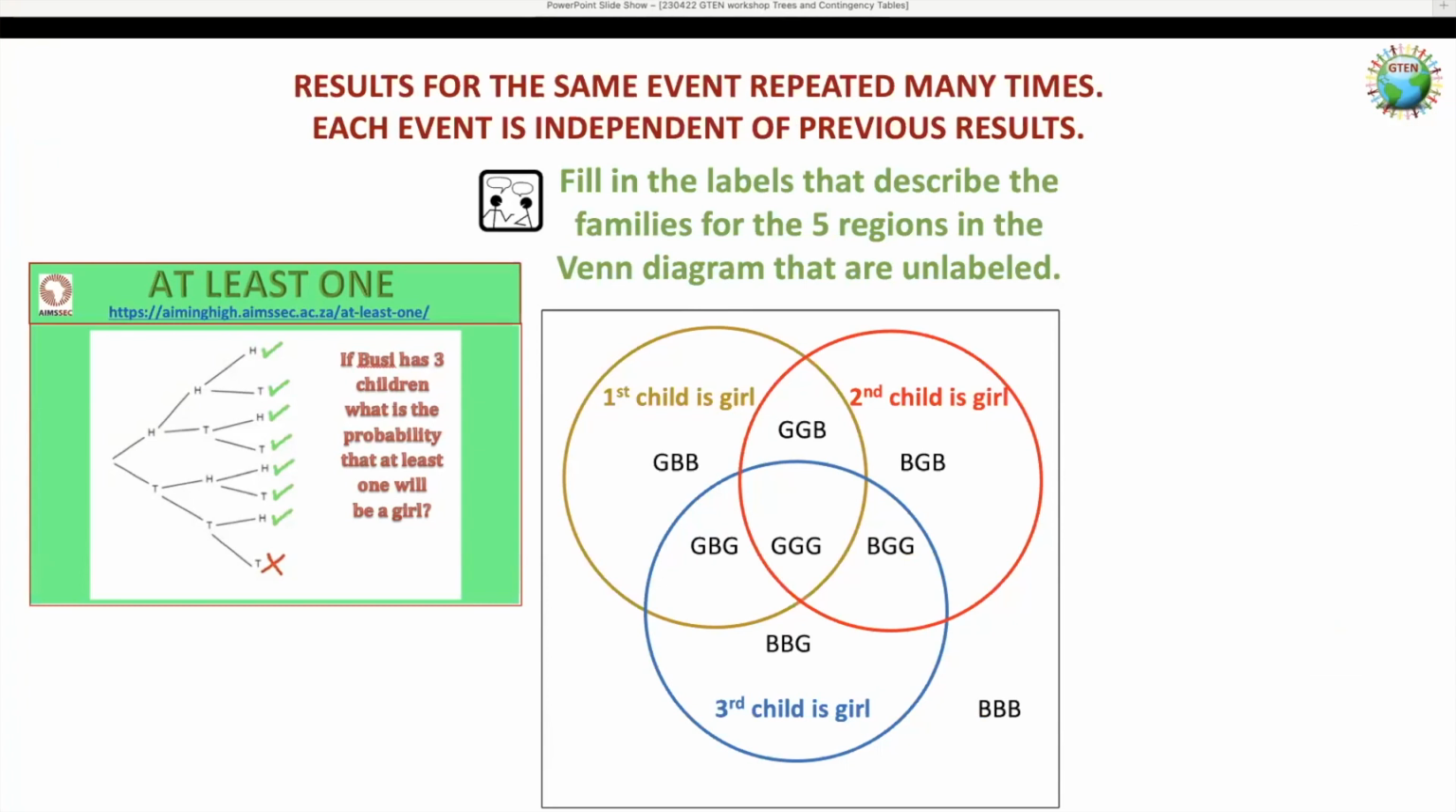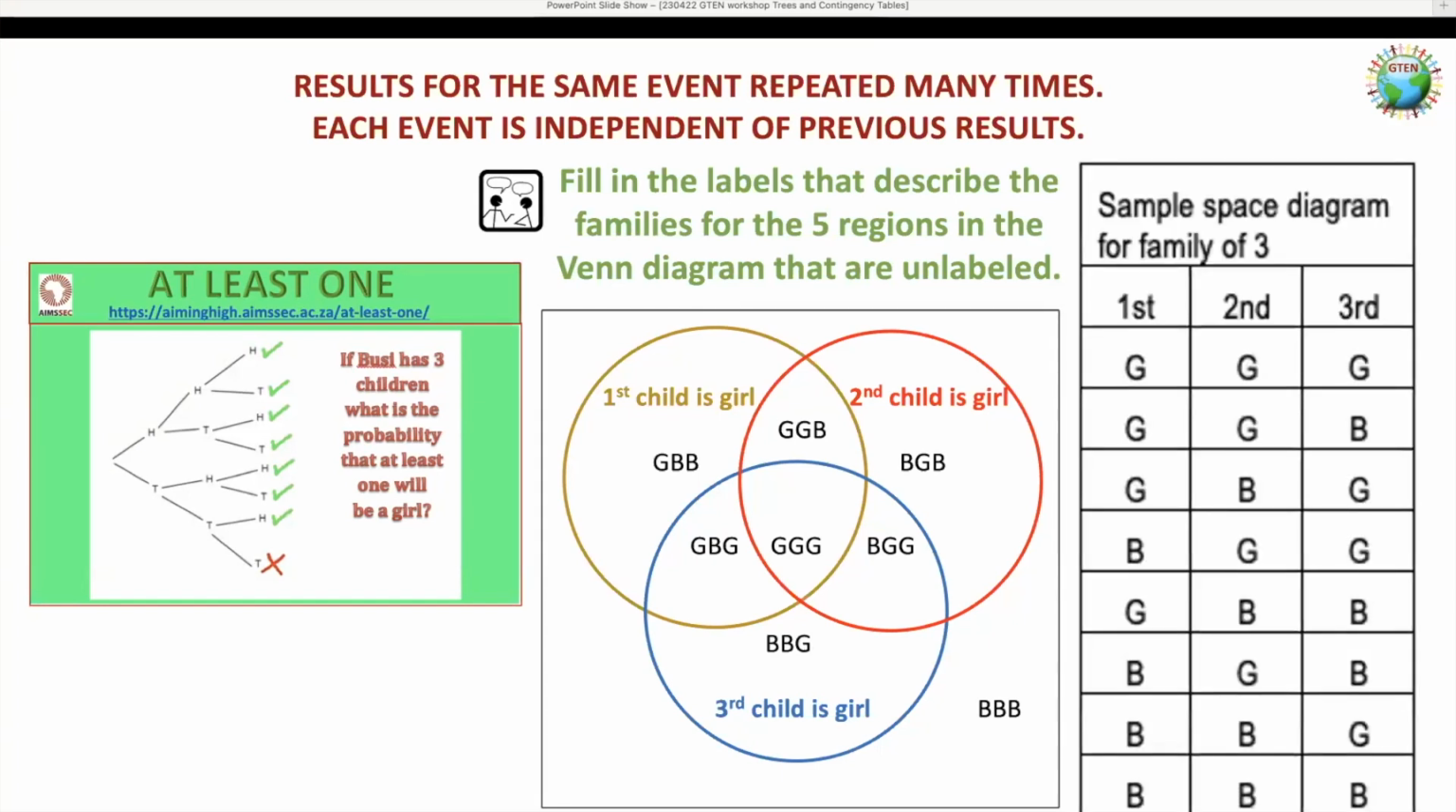And what a lot of people seem to do, one of the misconceptions I find with children here, is they consider everything in the rings there, but forget the boy, boy, boy, the one on the outside. So here you see there are 8 regions, and I've filled in them all for you now. And it's interesting that the boy, boy, boy is the same line on the tree diagram as where the X ends up. So we haven't answered that question yet.